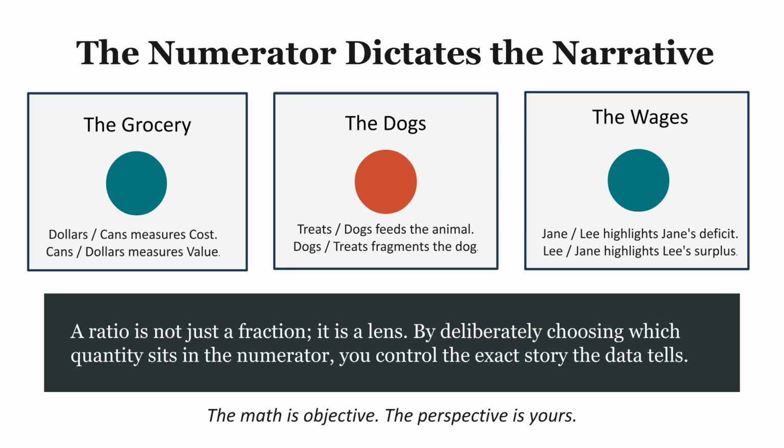By deliberately choosing which quantity sits in the numerator, you control the story the data tells. The math is objective, but the perspective is yours.